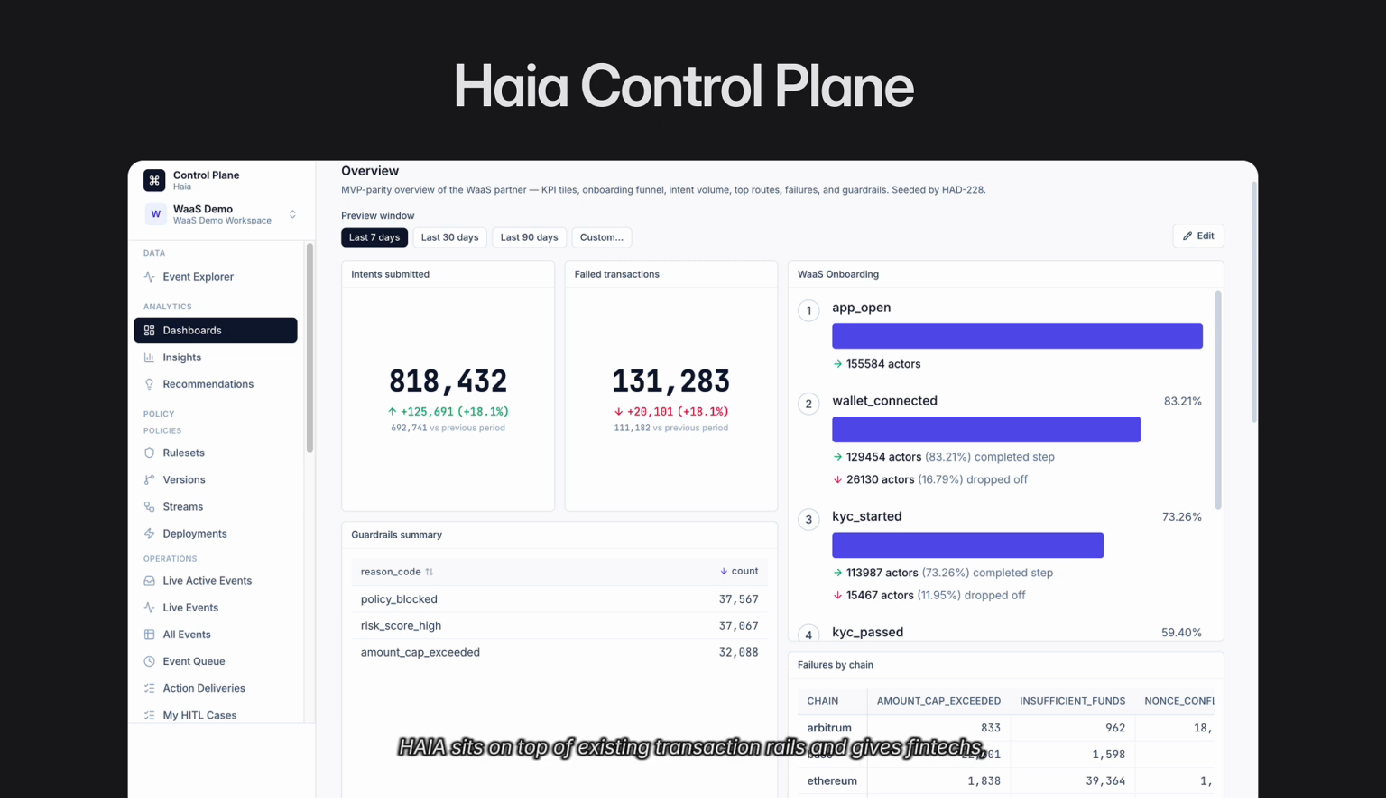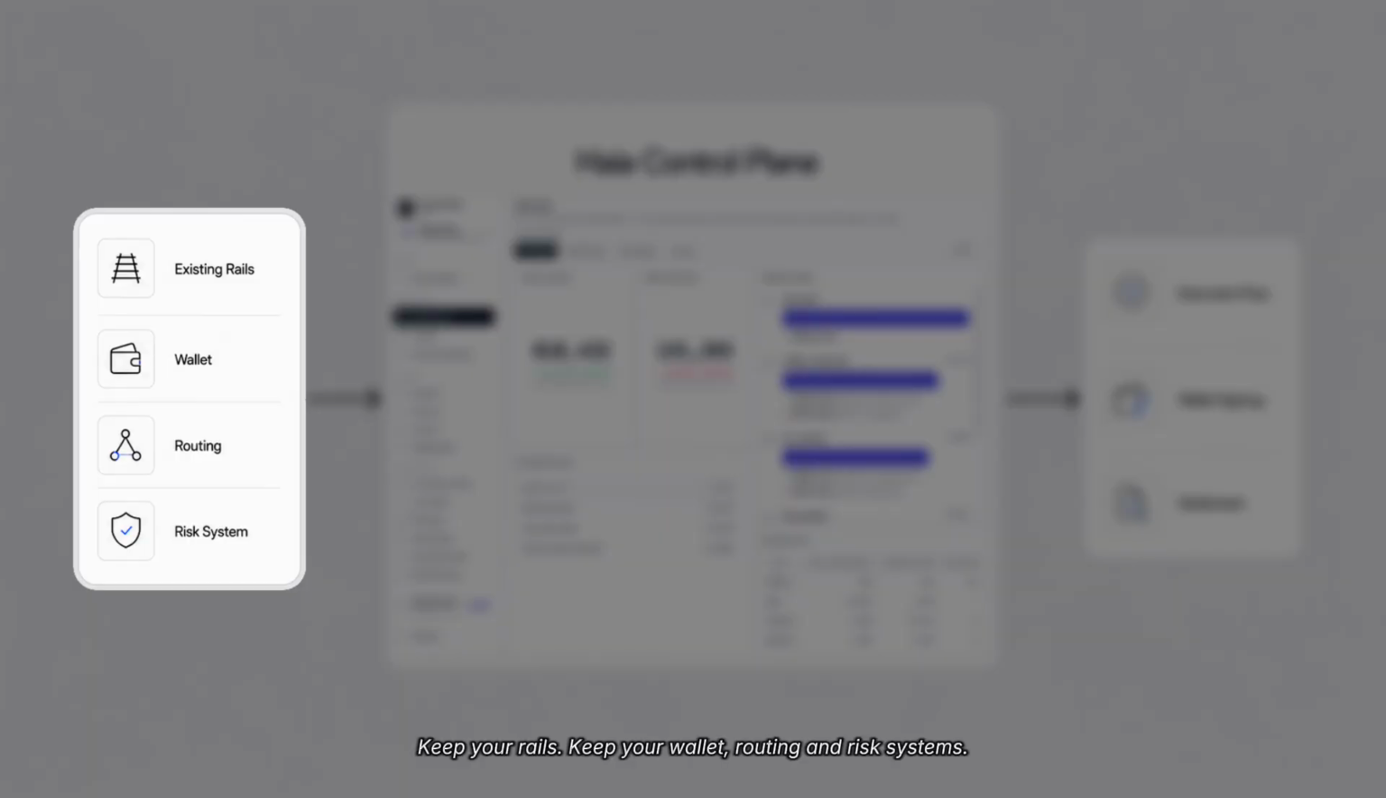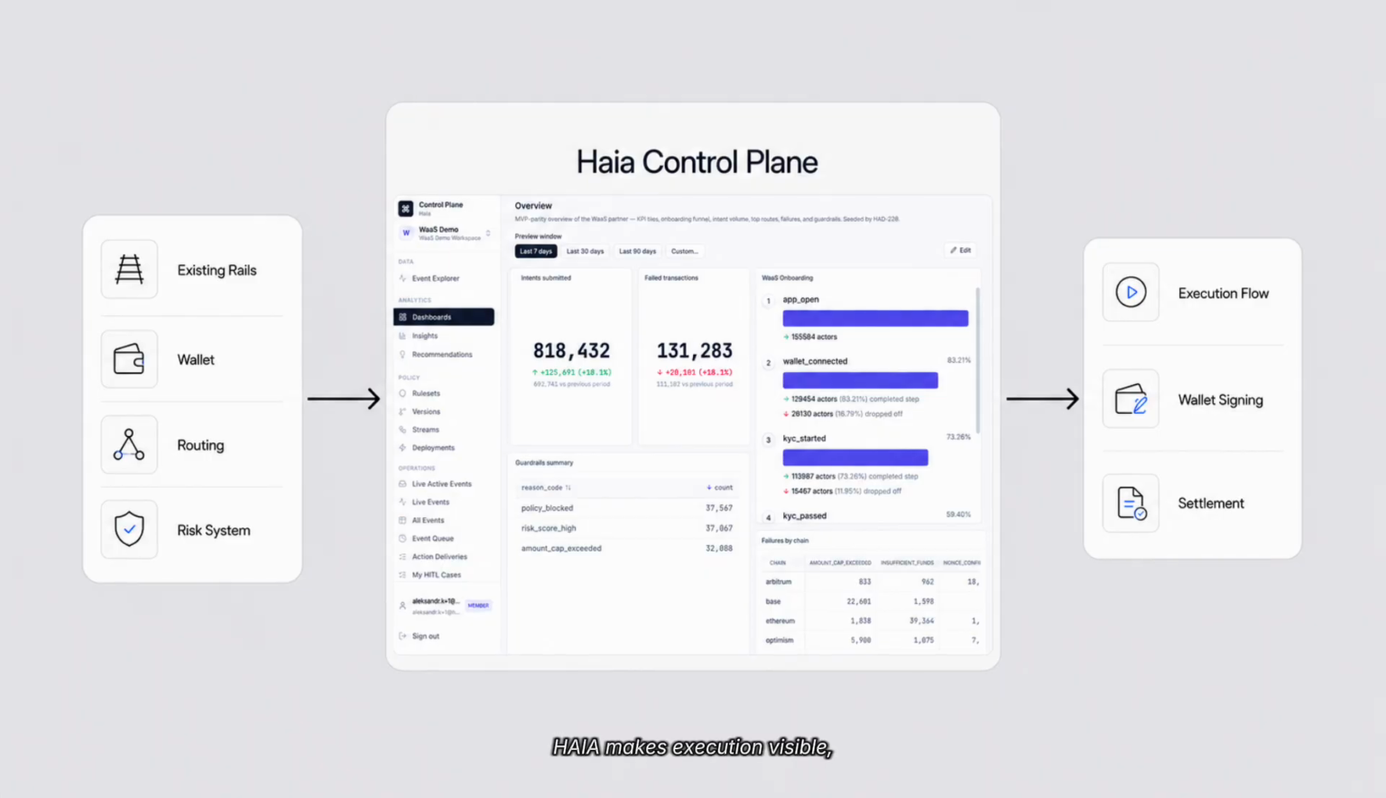Haia sits on top of existing transaction rails and gives fintechs, wallets, WAS providers, and aggregators one operating layer to manage execution before it settles. Keep your rails, keep your wallet, routing, and risk systems. Haia makes execution visible, testable, and actionable inside the flow, with policy checks before settlement. Non-custodial by design, no funds, no keys.